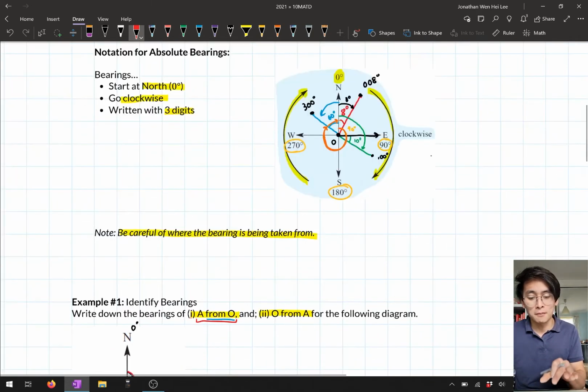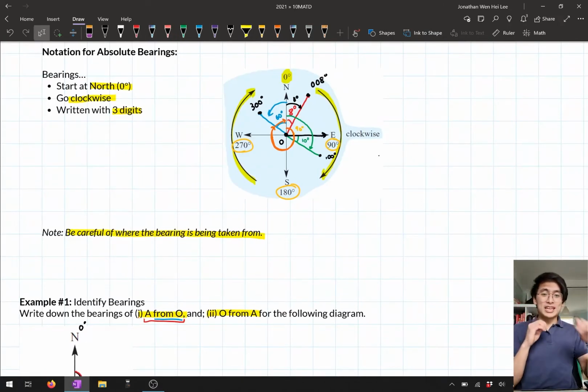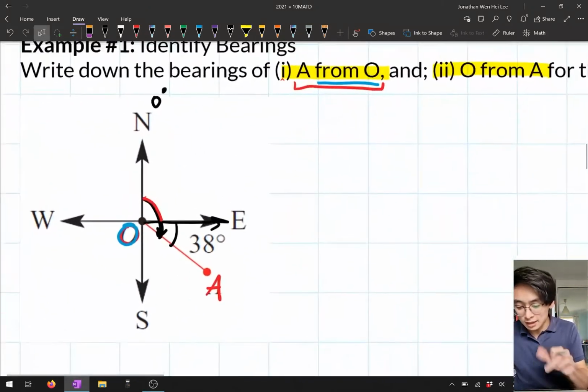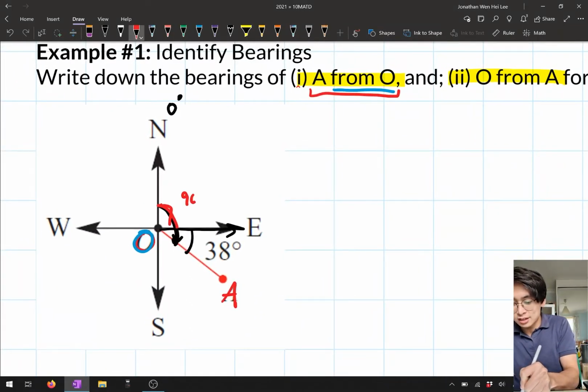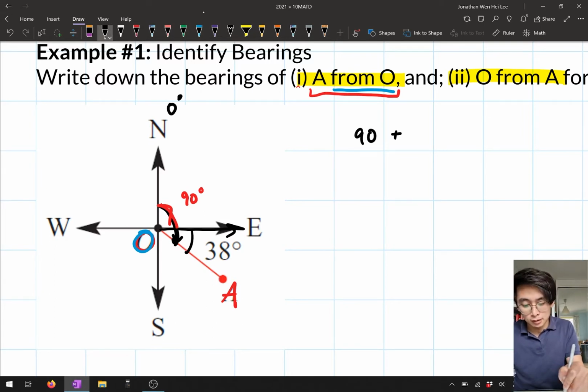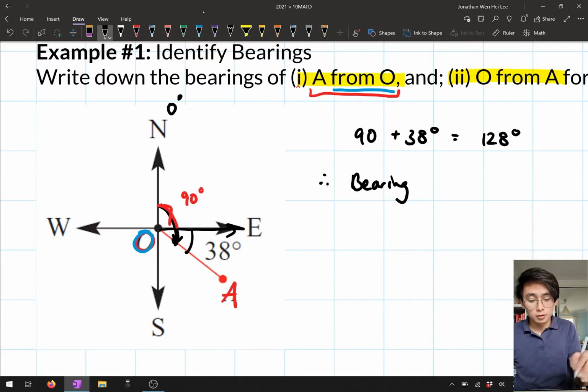Now if you remember from my diagram up here, between north, east, south, and west, there's 90 degrees between them. So between north and east, it's 90 degrees. Between east and south, there's 90 degrees. Between south and west, there's another 90 degrees. And between west and north, there's another 90 degrees. So this angle over here is actually a right angle, and that's 90 degrees. And so if I want to find that whole bearing, I need to go 90 plus 38 degrees, which will give me 128 degrees. And so therefore, my bearing of A from O is equal to 128 degrees.